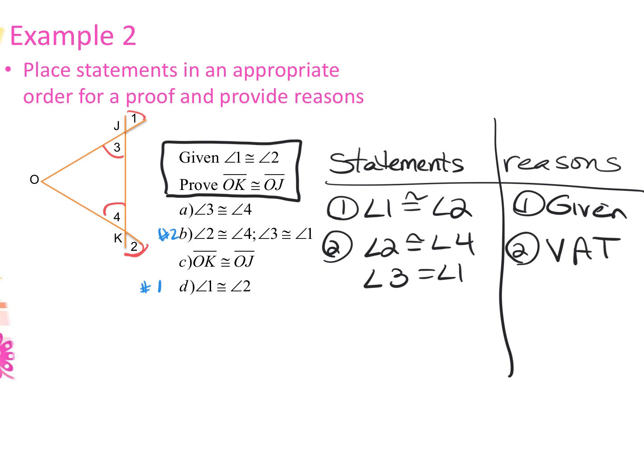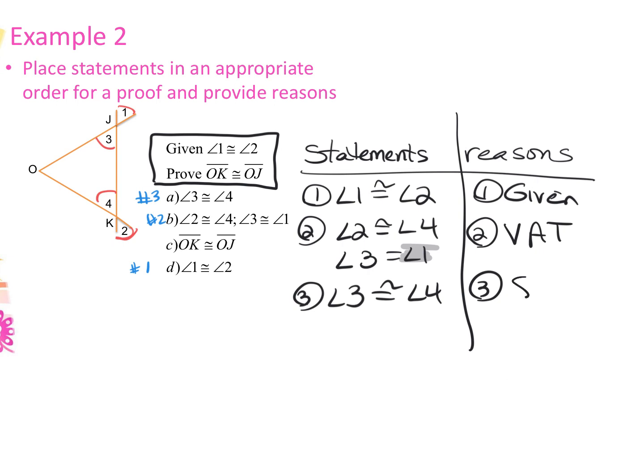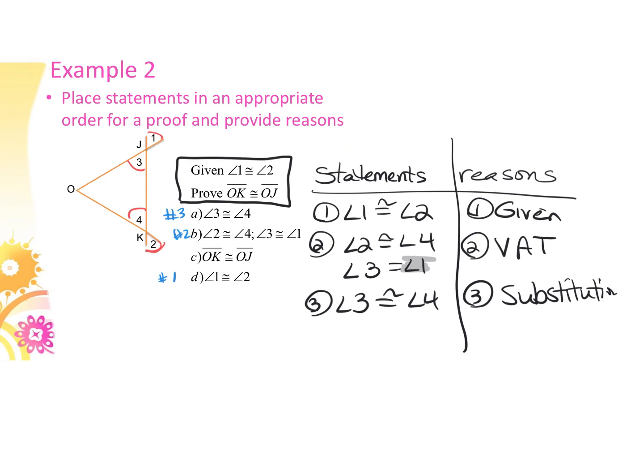So then my next statement is going to be that angle 3 is congruent to angle 4, because what I did was I took out this 1 and I replaced it with a 4. So my next statement is going to be this one. This will be statement number 3. Angle 3 is congruent to angle 4, and this was a substitution. So notice I already marked it in my pictures.